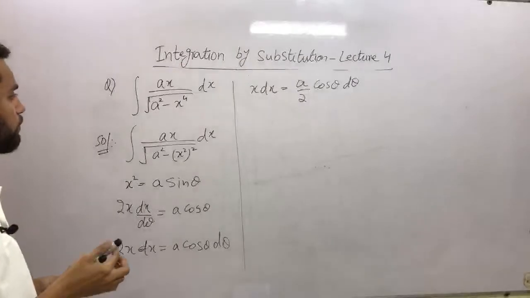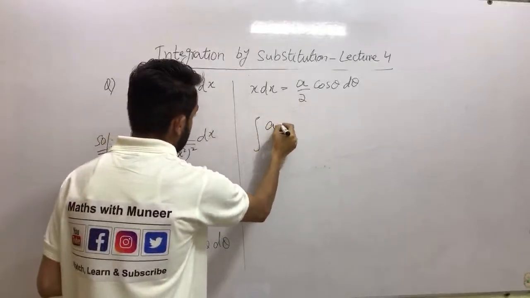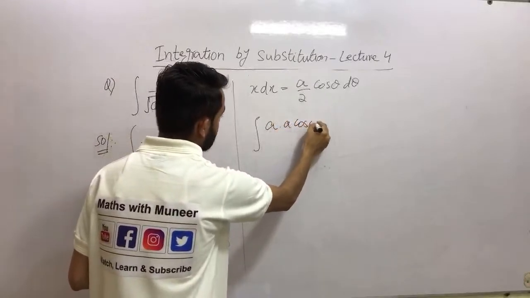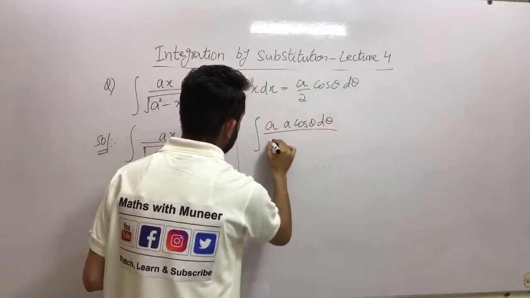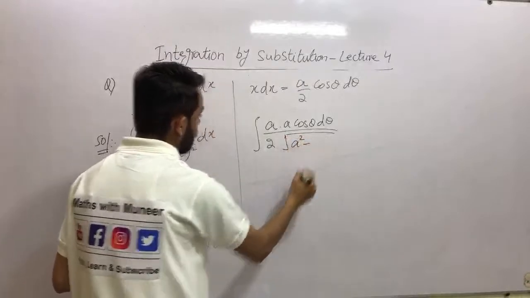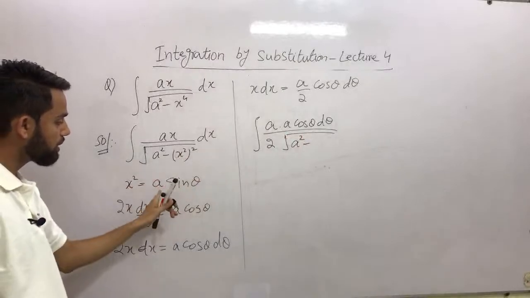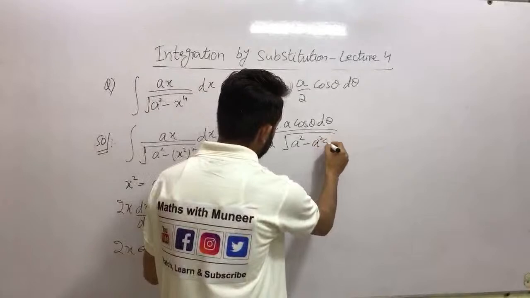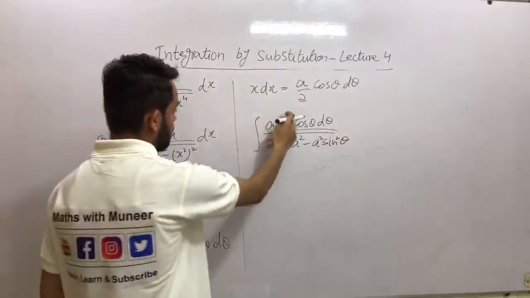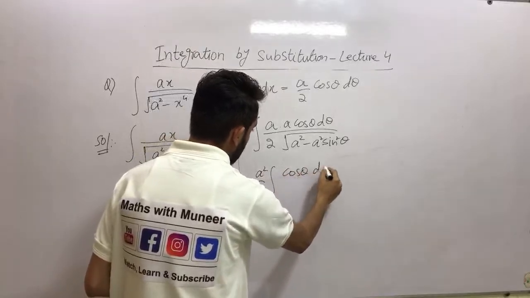Now we are going to plug these values back. So integration of a, instead of writing x dx, I will be writing a cos theta d theta, and there was 2, so that 2 I can write in the denominator, over the square root of a square minus x square squared. X square is a sine theta, so once you open this square, it will become a square sine square theta. Now a times a would be a square. You can take a square over 2 outside the integral since they are constants, cos theta d theta.